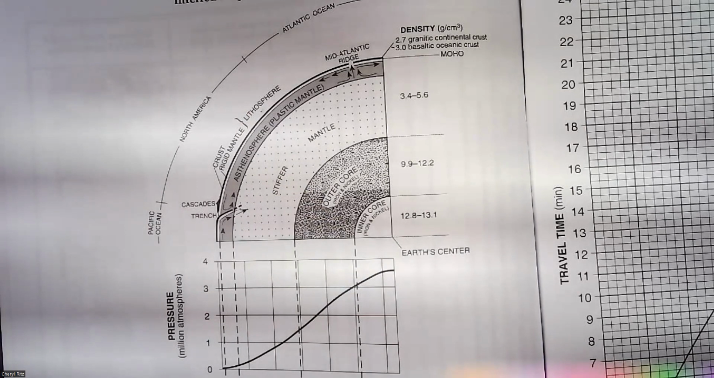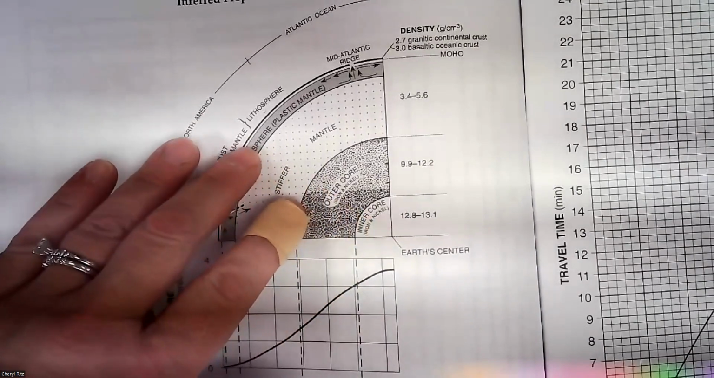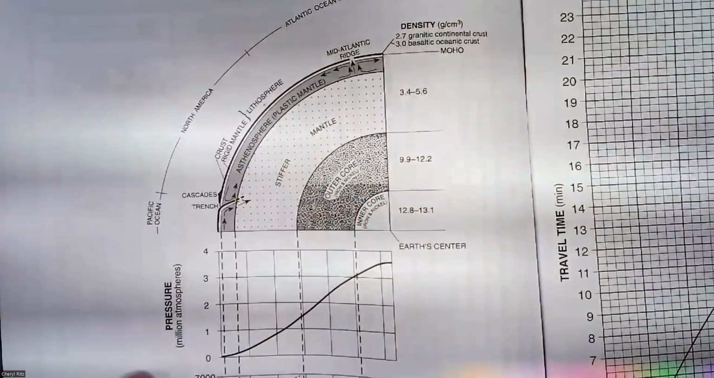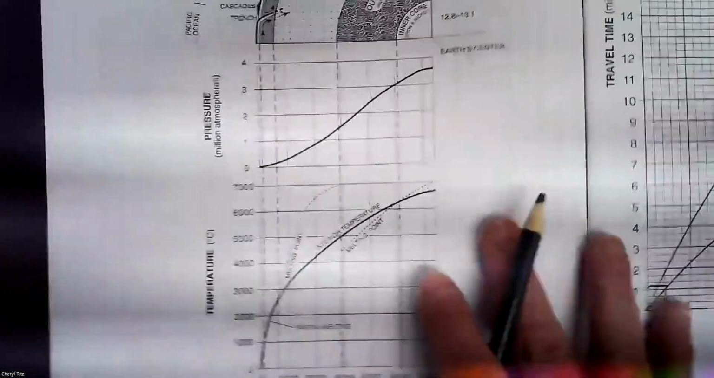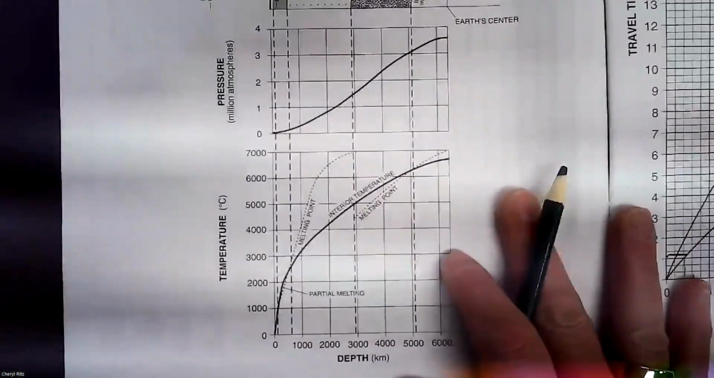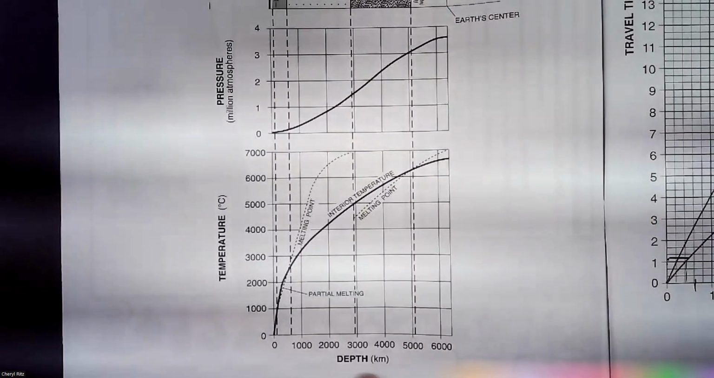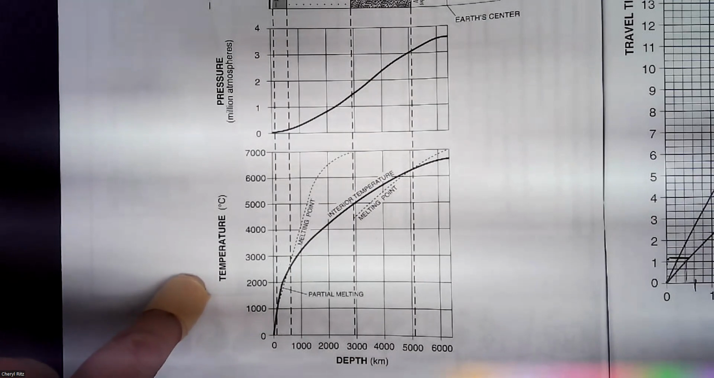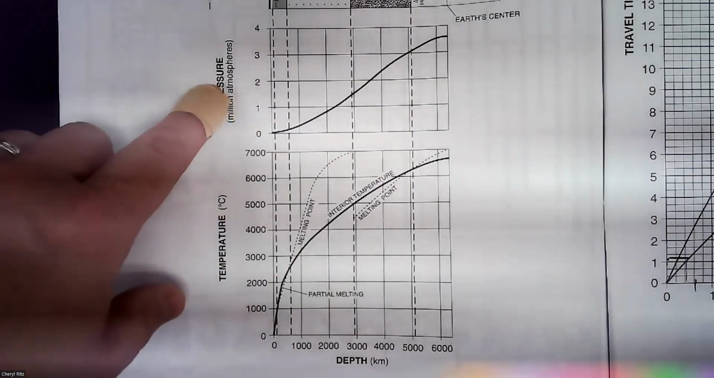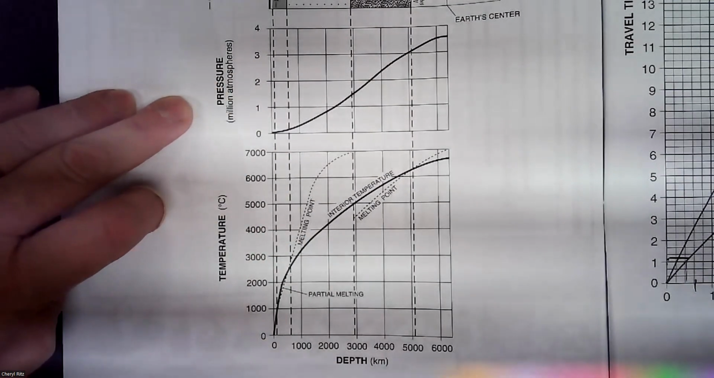So I started yesterday describing that this reference table is broken up into 3 main sections. We have a drawing of what the earth looks like, and then we have 2 graphs below it. So we'll start off with these graphs. Both share the same x-axis. They both show depth. The bottom graph is a depth and temperature graph. And then the top graph is a depth and pressure graph.